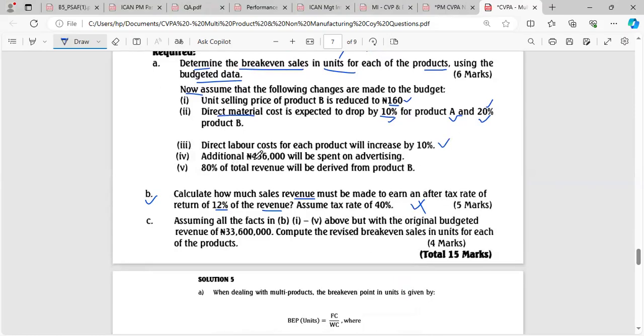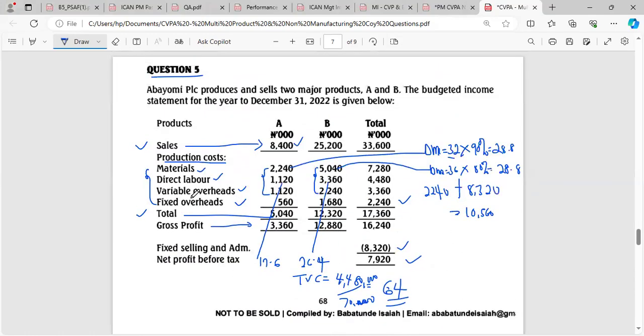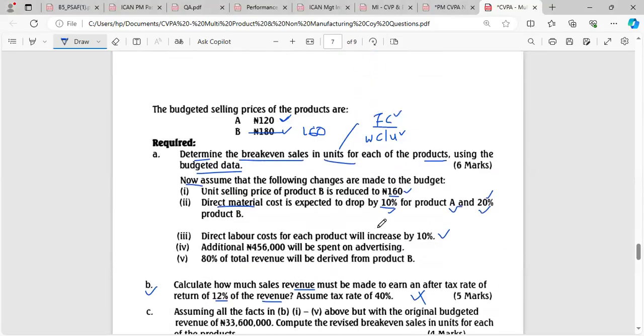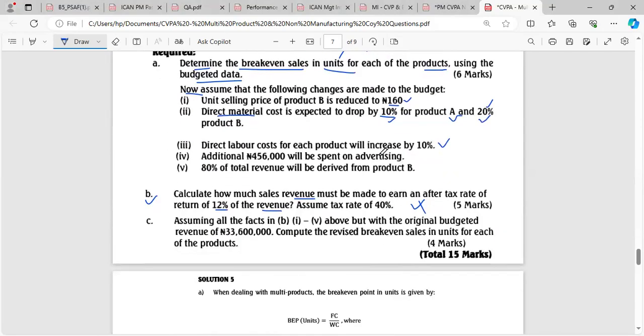Next one is saying additional 456,000 will be spent on advertising. Advertising, where are you? Okay, there's nothing like advertising in the list. So we'll spend an additional 456,000. Advertising is a fixed cost. All right, it's a fixed cost. So we'll spend 456,000 as advertising expenses, which is this.